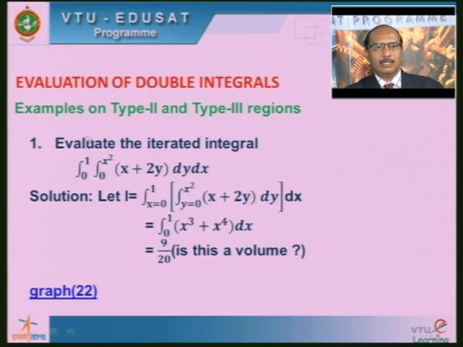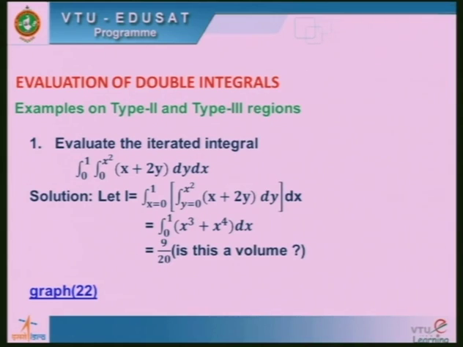So, we know how to evaluate the type 2 iterated integrals. You consider the limits x equal to 0 to 1 as the outer limits, and the inner limits are y equal to 0 to y equal to x square. Then integrate x plus 2y with respect to y. So, the integration of the inner integral with respect to y means keeping x constant here. You can do the simplification.